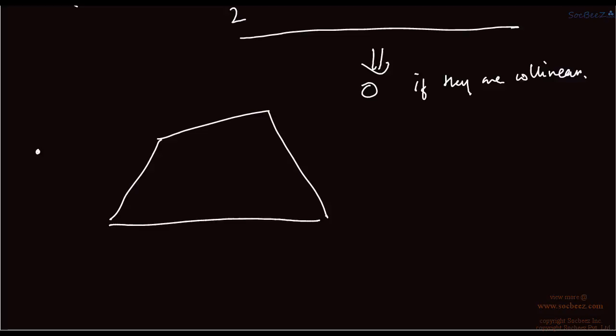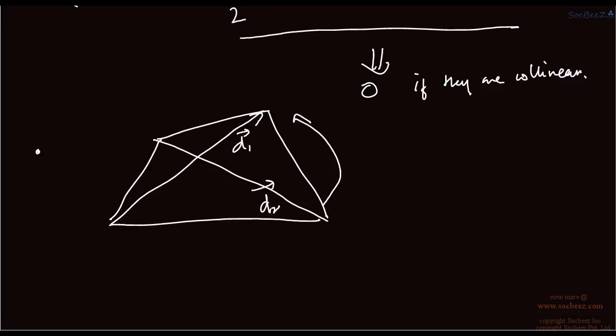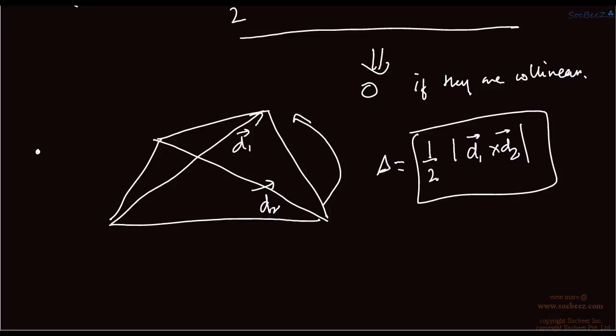Now the next point is the area of a quadrilateral whose diagonal vectors are d1, d2. So let's say you have a quadrilateral and you have diagonal vectors d1 vector and d2 vector. So you can always do the rotation, so that the area will be half d1 cross d2, because d1 cross d2 implies the area of a parallelogram. So half of that will be the area of the quadrilateral. Half of this is the area.